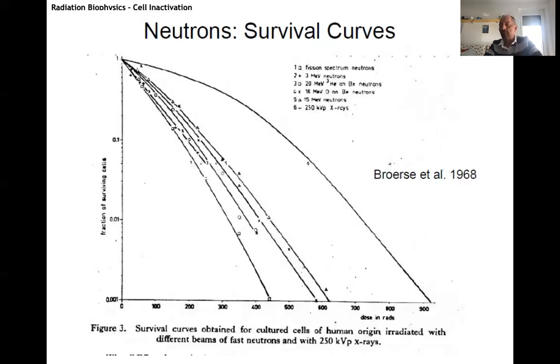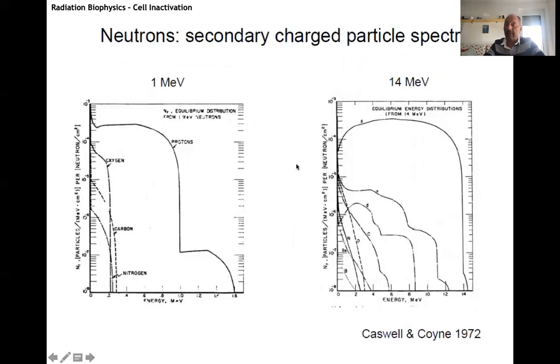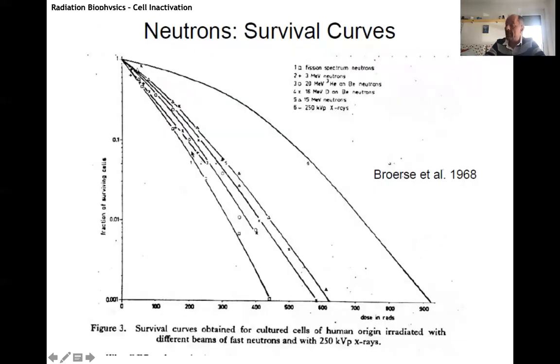Finally, I just want to show you the neutron survival curves. Neutron is also high LET, and is also energy dependent, so not surprisingly, you have this behavior. These are spectra of secondary charged particles produced by neutrons, especially protons, of course, and this is what makes neutrons a high LET radiation too. You see that the survival curves have high RBE compared to X-rays.